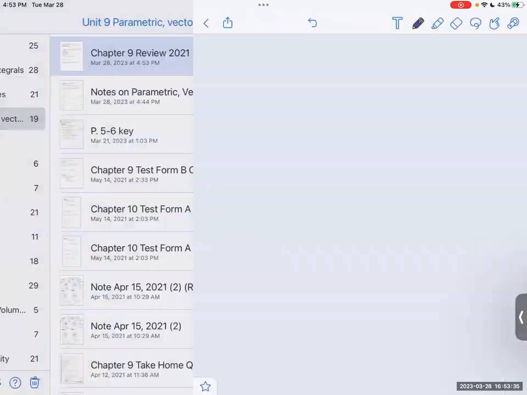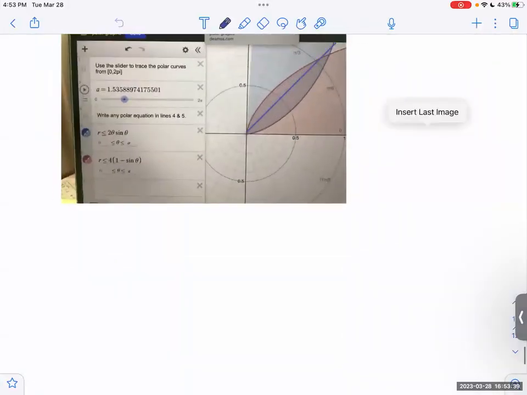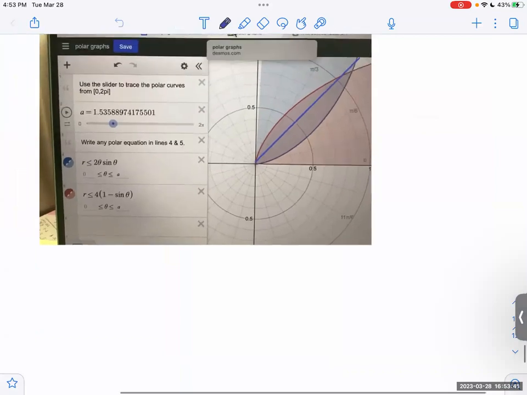Sorry, it's frozen. Okay, so make sure that you guys are in rectangular mode when you're doing this, and then you're graphing it in terms of x. And I'm trying to draw this intersection point.